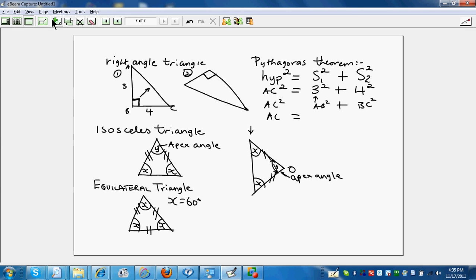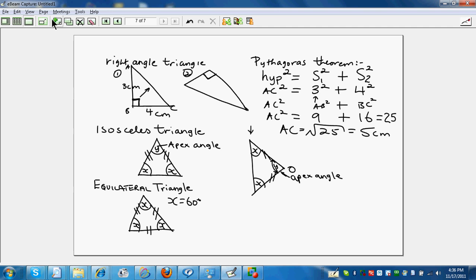So we'll get that AC squared is equal to 9 plus 16. 9 plus 16 is equal to 25. So therefore AC will be equal to the square root of 25, which is equal to 5. Now it's really plus or minus 5, but you can't have the length of the side of a triangle as negative. So we'll eliminate the minus and say that AC is equal to 5 whatever units. So if the units here was centimeters, then AC will be 5 centimeters.